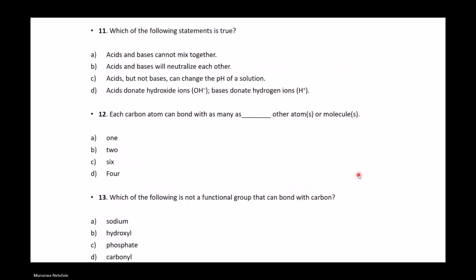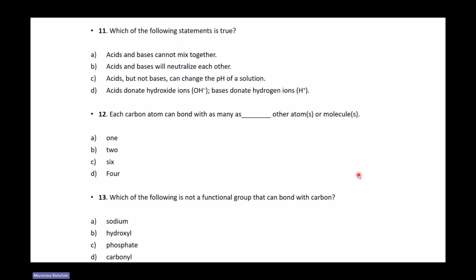All right. Which of the following statements is true? This time around, we are looking for the one which is true, not the one which is false or not true. Either A, acids and bases cannot mix together, or B, acids and bases will neutralize each other, or C, acids but not bases can change the pH of a solution, or D, acids donate hydroxide ions and bases donate hydrogen ions.